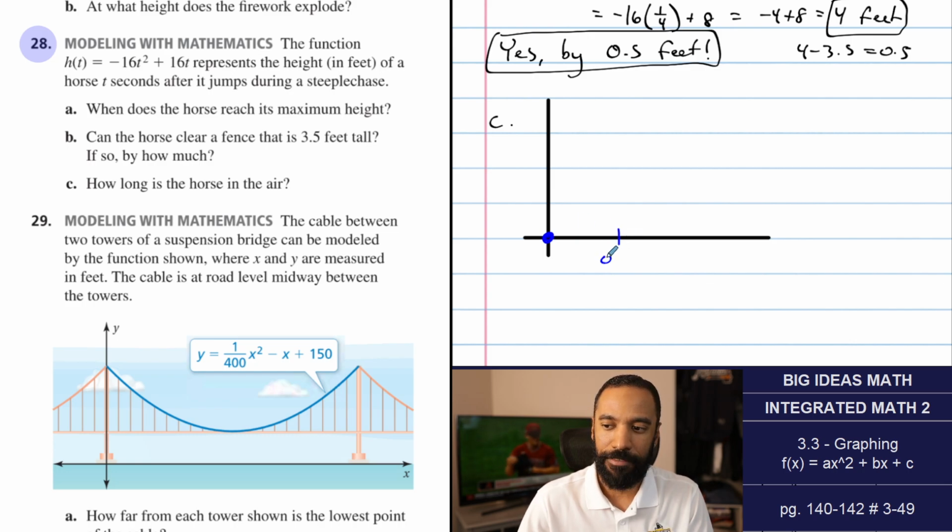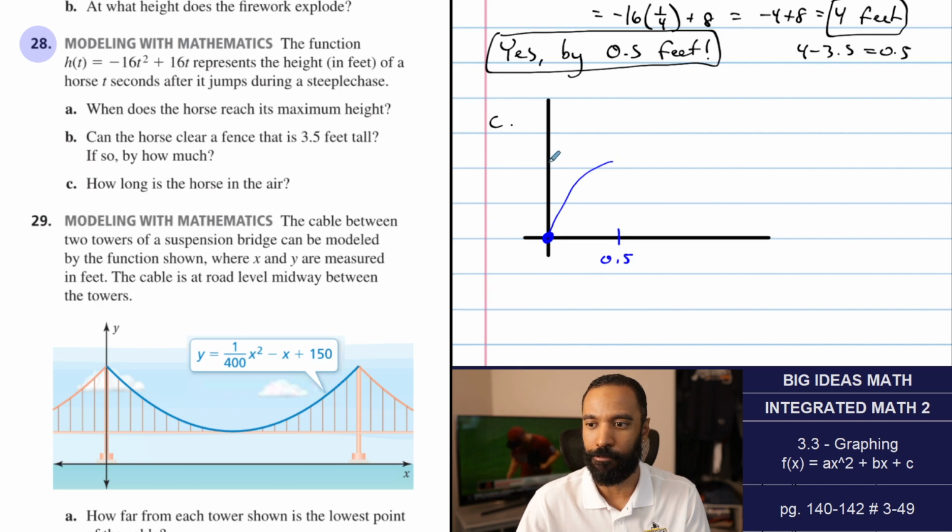And then half a second into its jump, it reaches its maximum height of 4 feet. But that's the maximum. Parabolas are symmetrical. Remember, this is an axis of symmetry right here. On the other side of this, 1 second later, the horse is going to hit the ground.